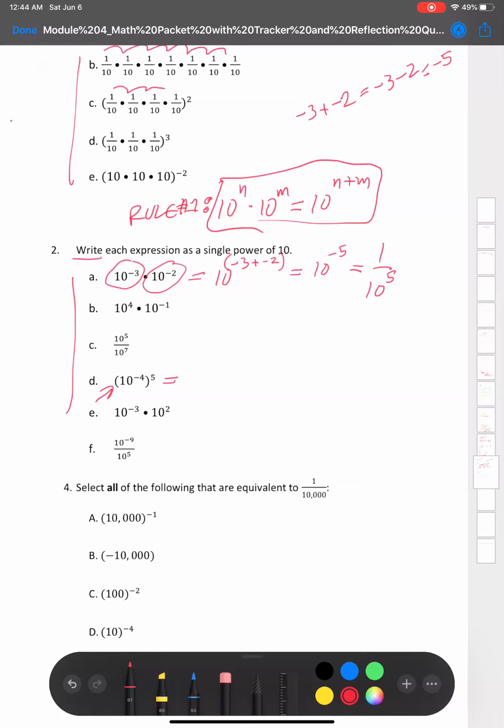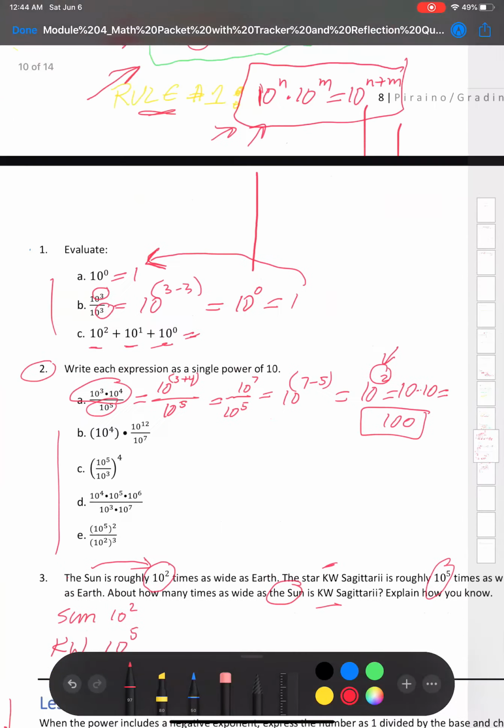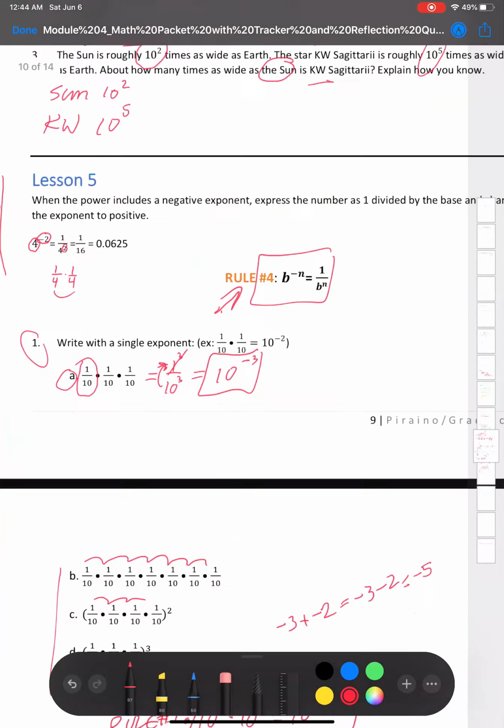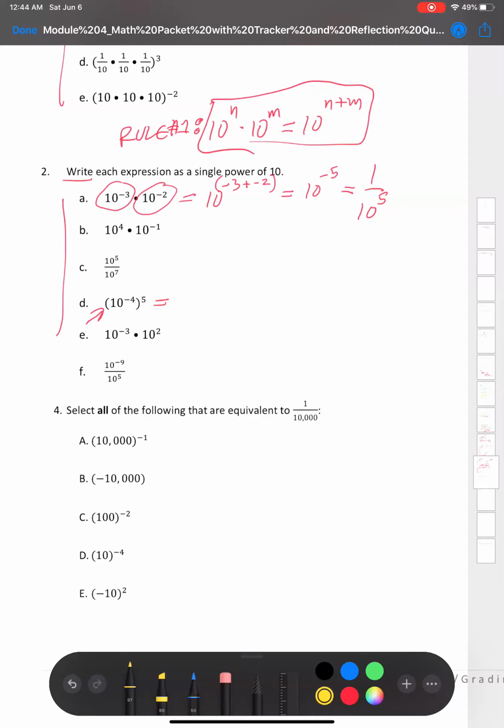So the rule number, I forget, hold on, it's rule number 2. Let me write it in different colors. Rule number 2 is when you have 10 to the n raised to the m, that's the same as 10 to the n times m, right? So here, we're going to say this is 10 to the negative 4 times 5, which is equal to 10 to the negative 20.